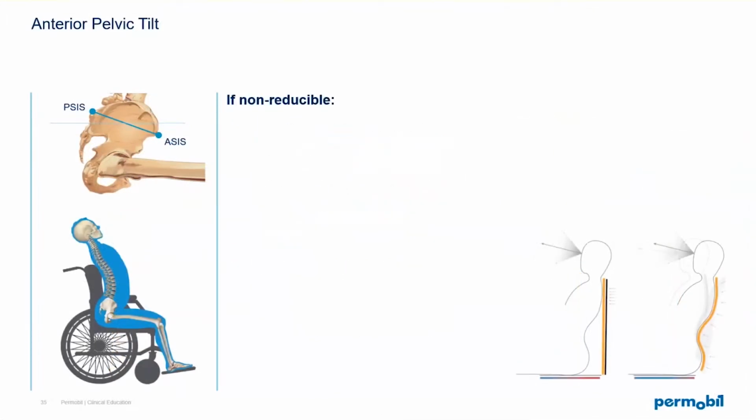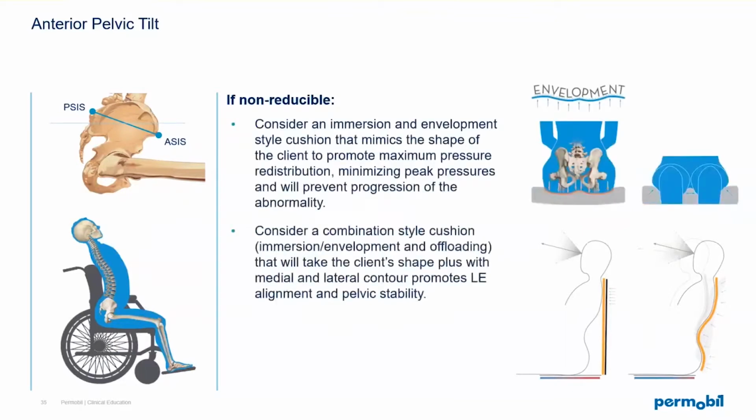If it's non-reducible, consider again the use of an immersion envelopment style cushion that will mimic their shape, get even pressure distribution, and also really support whatever their posture is, to not allow it to get worse. Or, again, maybe consider a combination style so that they're being mimicked and supported, but you're also able to promote lower extremity alignment and pelvic stability through the medial and lateral contours.